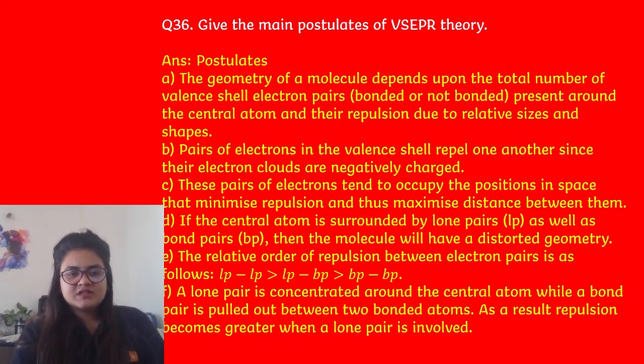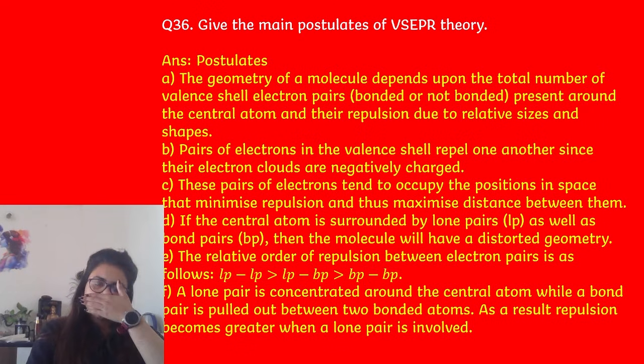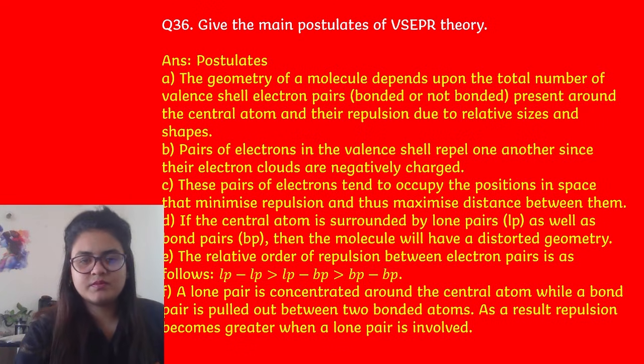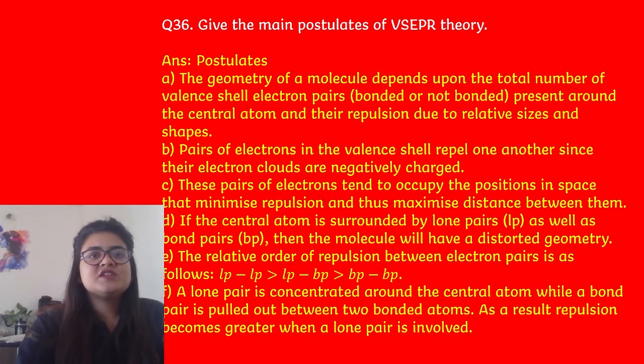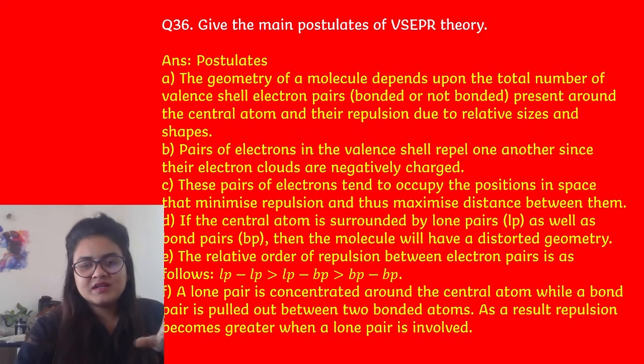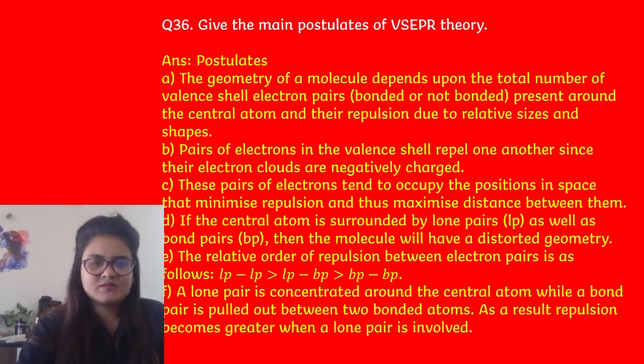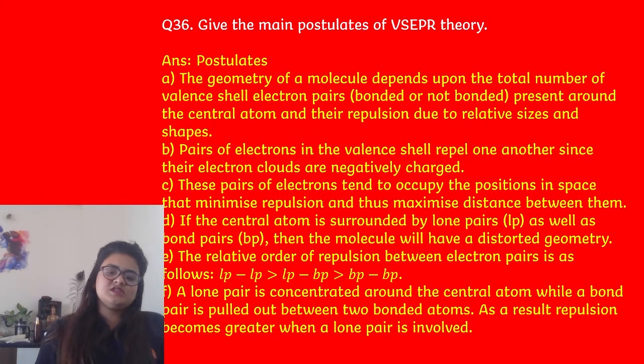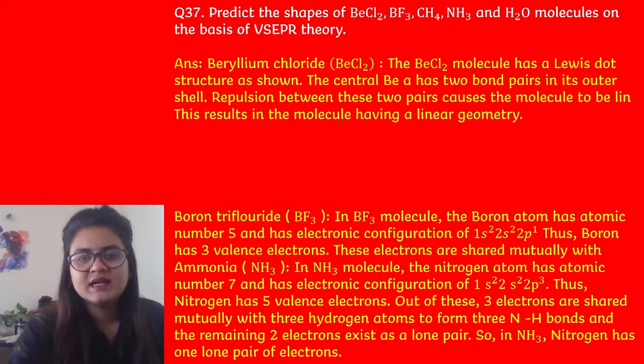It's a very important question, a 3-marker question that comes. So here a few things you can take, like 2 or 3 major important points. It depends upon the valence shell electron pairs. The electron pairs repel each other. The repulsion is such that lone pair-lone pair repulsion is maximum, then lone pair-bond pair, then bond pair. The lone pair is concentrated around the central atom, and the bond pair is pulled out between 2 bonded atoms. So any 3 you can just pick and proceed. I guess it's clear. Let's proceed.